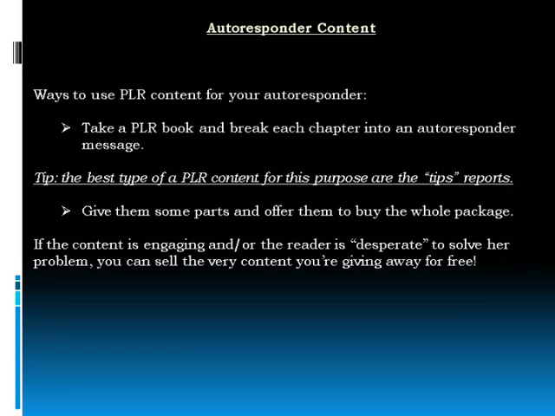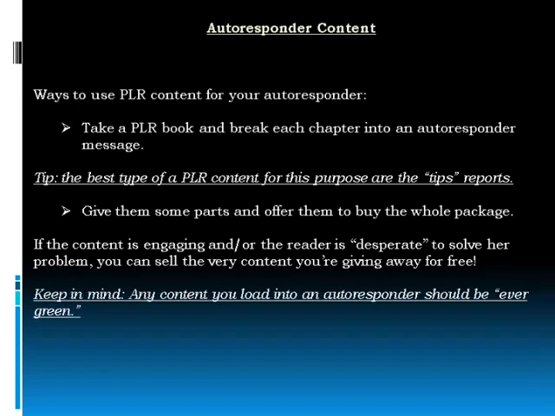If you have PLR articles, naturally those too can be chopped up and loaded into your autoresponder. One thing to keep in mind, though, is that any content you load into an autoresponder should be evergreen. That means that if it's relevant today, it should be relevant a year from now too.